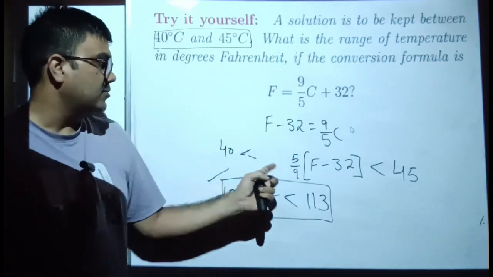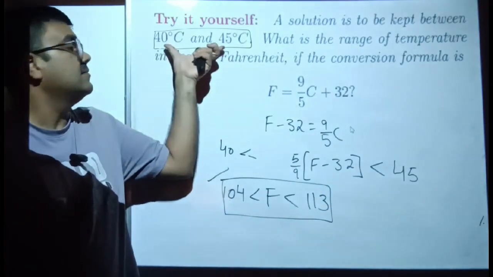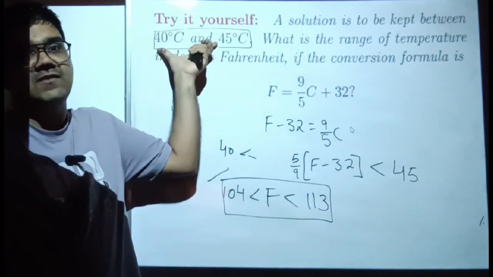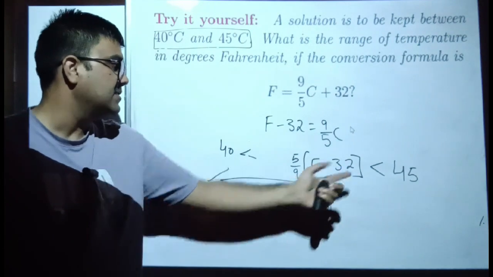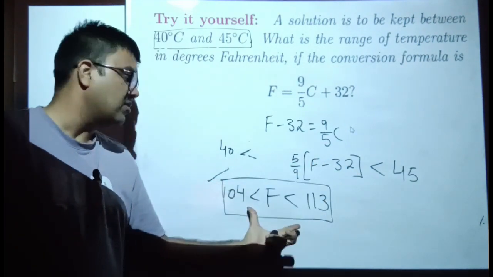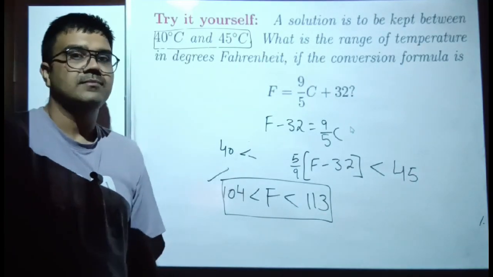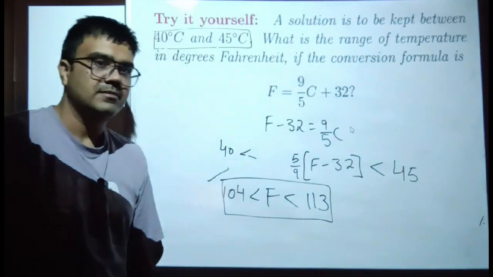You have to convert it in terms of C, and then the range for C, the possible values of C are given. We substitute these values. This will lead to two inequalities. Solve those and obtain the answer in this form. So you can try this question at your home.